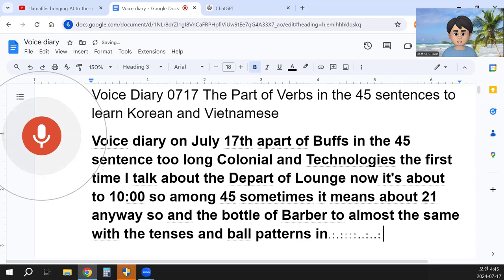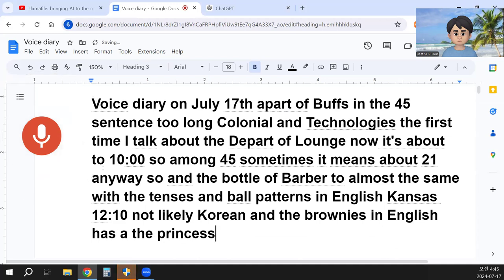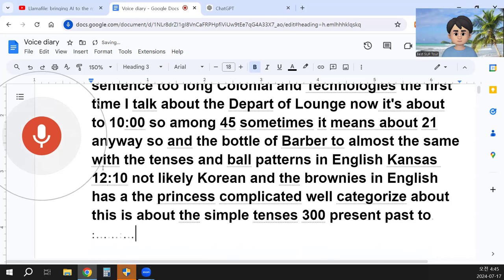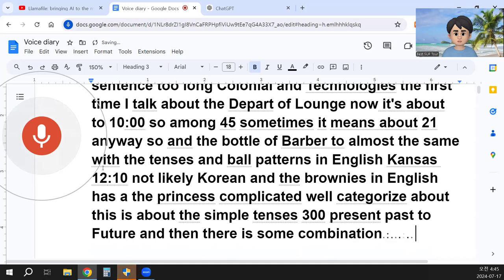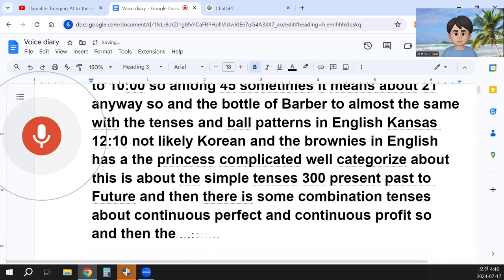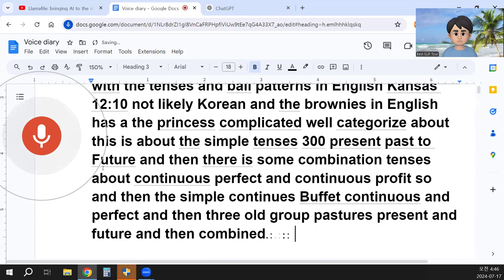In English, there are 12 tenses. Not like Korean and Vietnamese. English tenses are very complicated and well categorized. There are the simple tenses, three of them: present, past, future. And then there are some combination tenses: continuous, perfect, and continuous perfect. So we have simple, continuous, perfect, and perfect continuous, each in past, present, and future, and combined, 12 tenses we have.